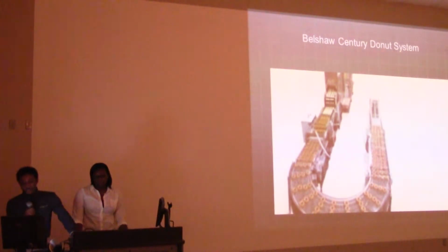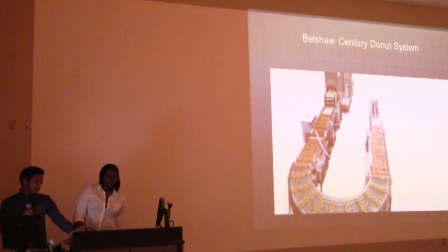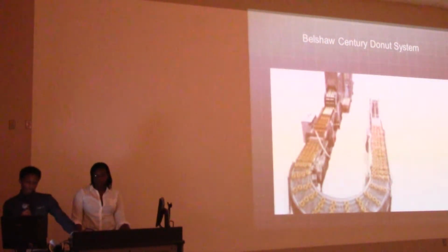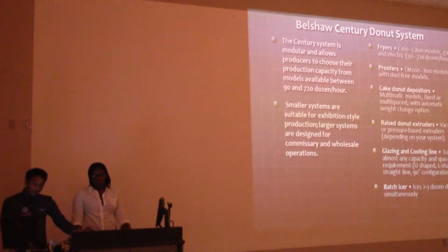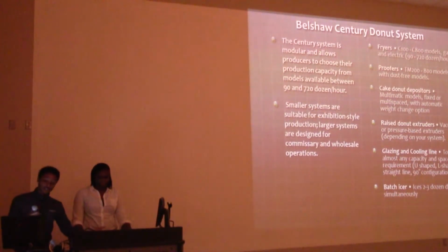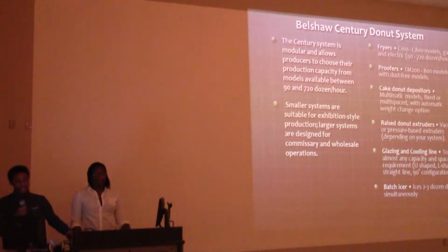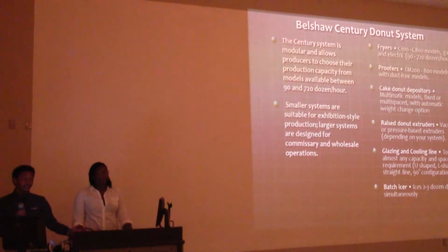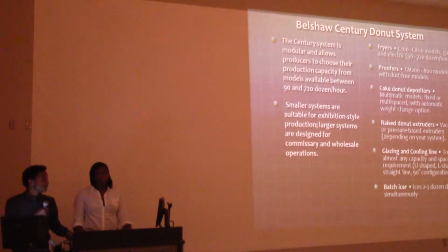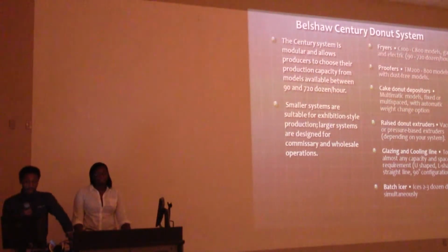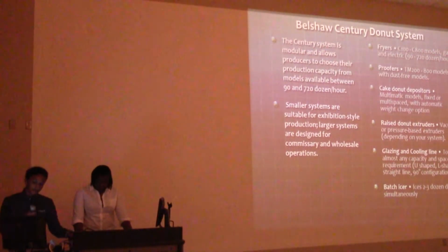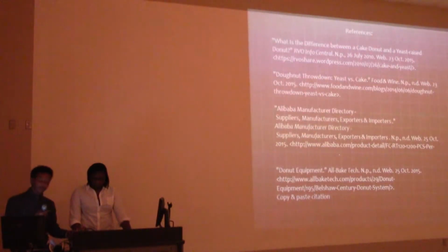We also have the Belshaw Century Donut System. This system basically allows you to produce 720 donuts per hour. They have smaller systems for trial runs where you would just practice with shapings and things of that nature, and they also have larger systems, which are just for mass production, trying to get as many donuts as possible. We have the fryers, the proofers, the cake donut depositors, the raised donut extruders, the glazing and cooling line, and the batch icer. Just sources for that.